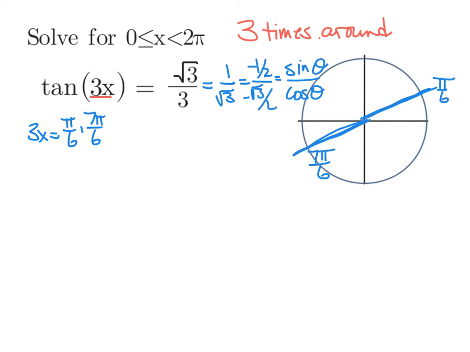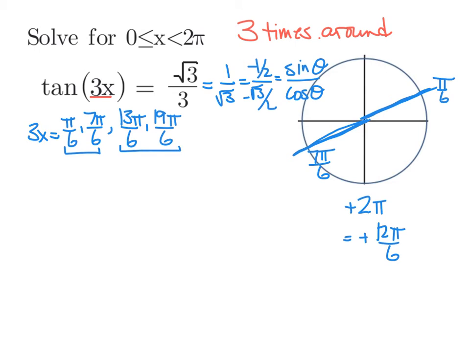That's our first time around the circle. We need to go 3 times total. So this is the first time. For the second time, we're going to add another 2 pi. And just as a reminder, 2 pi is the same as adding 12 pi over 6. So 1 plus 12 is the 13. 7 plus 12 is 19 pi over 6.